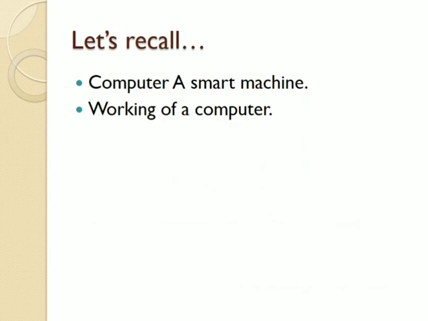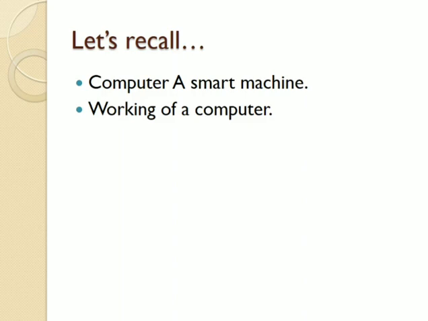In our previous video, we learned that a computer is a smart machine because it helps us to do various things. We can type letters on a computer, play music and songs, solve mathematical problems, watch cartoons and videos, and surf the internet. This way a computer helps us to do various things, so we can call a computer a smart machine.